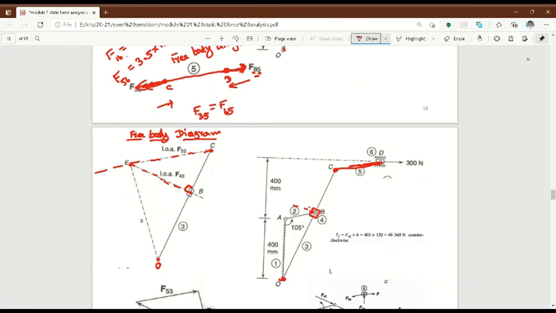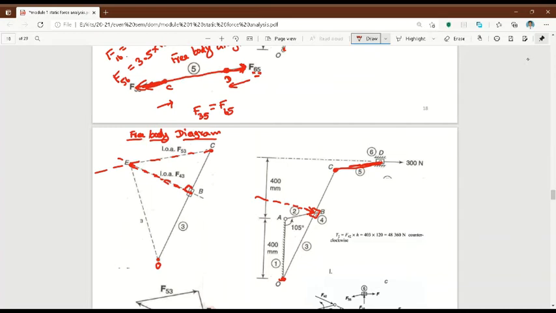So this is the line of action for the force because of the piston on the slotted bar OC, that has been marked here. A line parallel to this is drawn here, and this line will be perpendicular to OC.